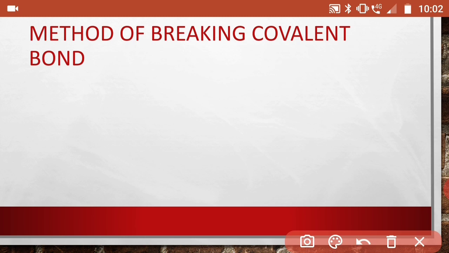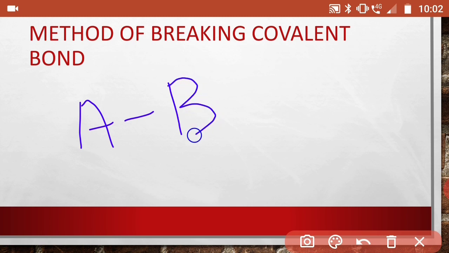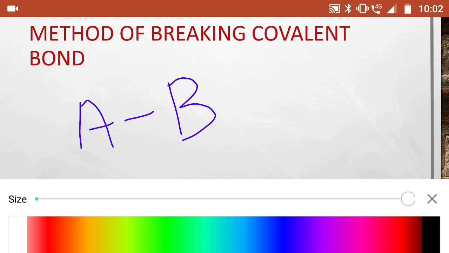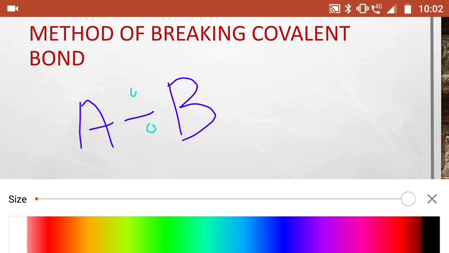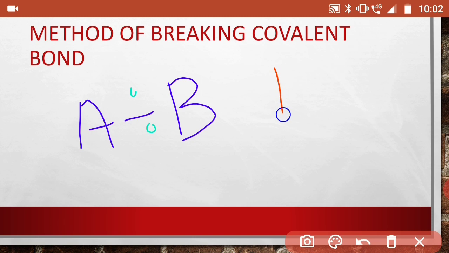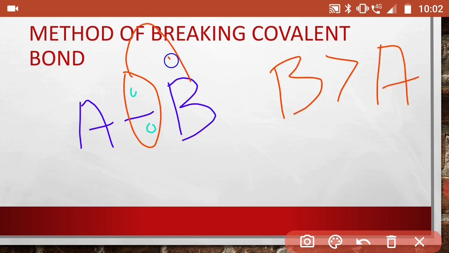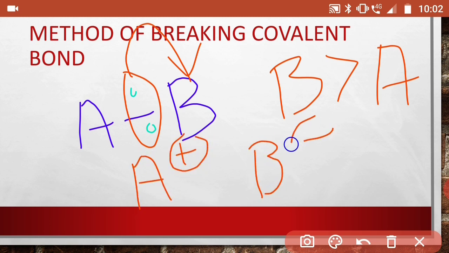So we take an example, a molecule AB bonded with a covalent bond, having an electron pair between them. Now if we assume B is more electronegative than A, these electrons will shift towards B, and A will become A positive and B will become B negative. So that is the simple way how we can break a covalent bond.